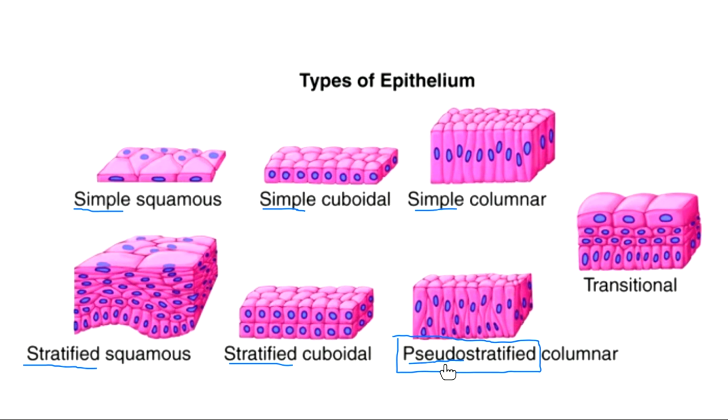See how with pseudo-stratified columnar, the nuclei are all over the place? That's actually the way that you identify this type of tissue. If those nuclei aren't in one line, but they're also not in 2 lines, it's probably pseudo-stratified.